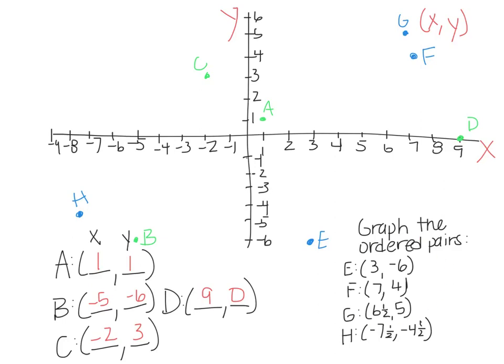Next, to graph the ordered pairs, (3, -6), you would draw a dot here and write E next to it. F, right here. G, I'm at +6.5 on the X. My Y is 5. And then H, over here, here's -7.5. And I go down to -4.5, and I draw my H there. Hopefully now you have a little bit of a better understanding of how to graph on a coordinate grid.